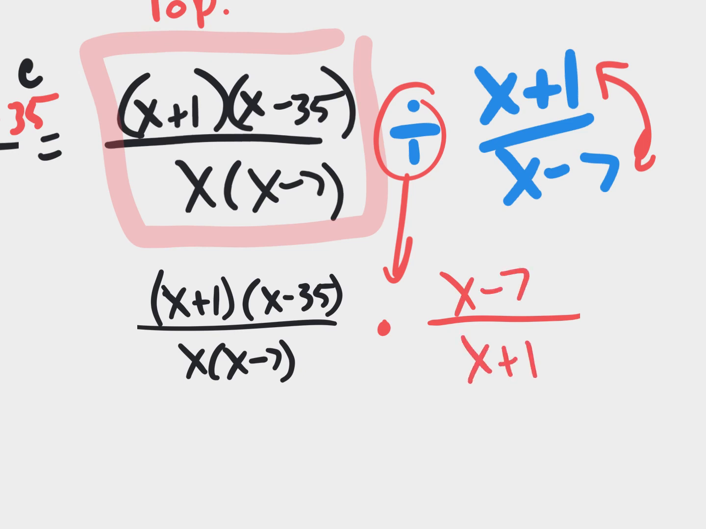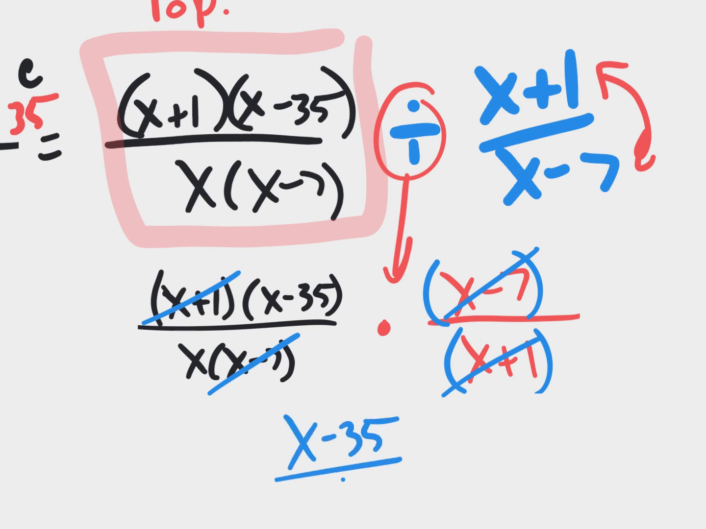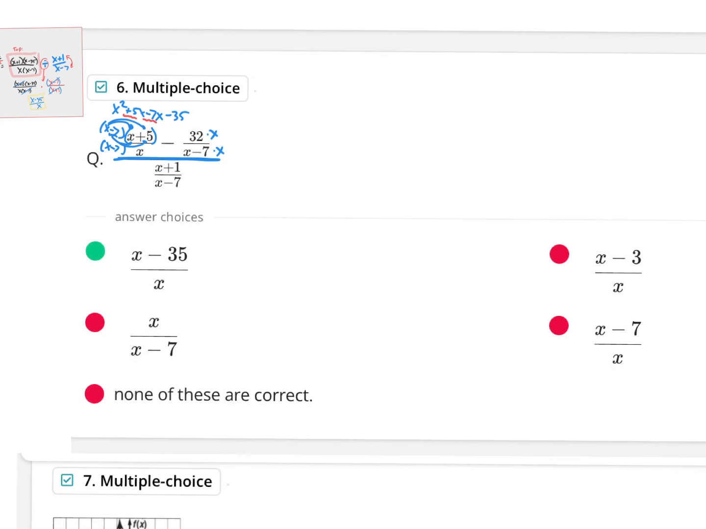And now we could cancel things out, and that's great because I do have an x minus 7 up there that cancels with an x minus 7 down here, and I also have an x plus 1 down here that cancels with the x plus 1 up there, giving us our final answer, x minus 35 over x. Could I cancel the x's? No, because of the subtraction. So that is our final answer right there. Man, that was a long problem. I'm sorry. There's a multiple choice answer, x minus 35 over x.